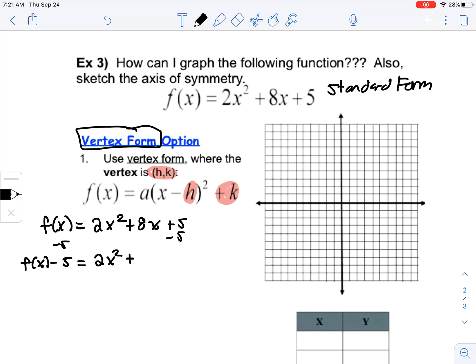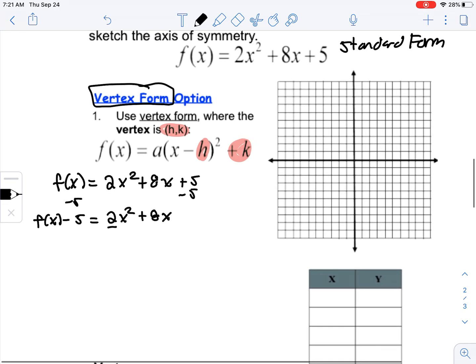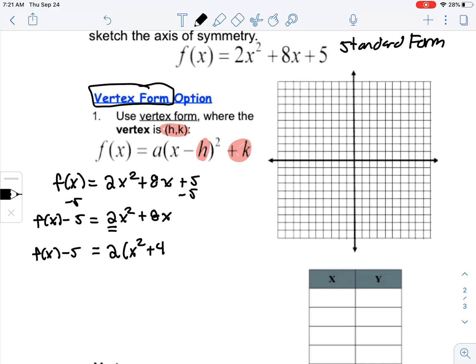So f of x minus 5 equals 2x squared plus 8x. Our second step is to factor out that a value. So I'll leave this side alone. And over on this side, I'm going to factor a 2 out, leaving me with x squared plus 4x. Now, I always leave a blank right away and then close my brackets, my parentheses.